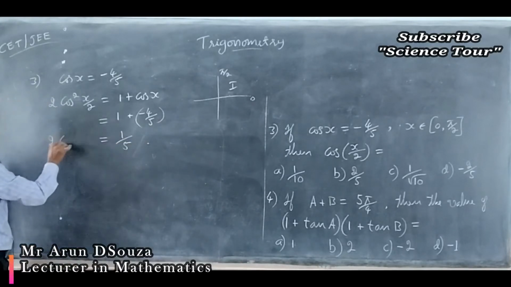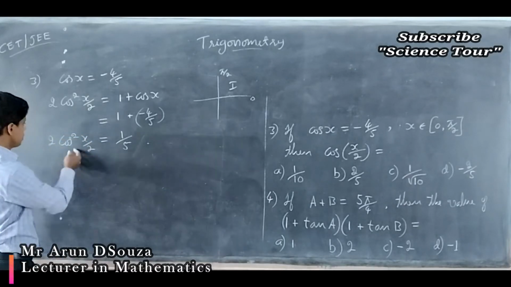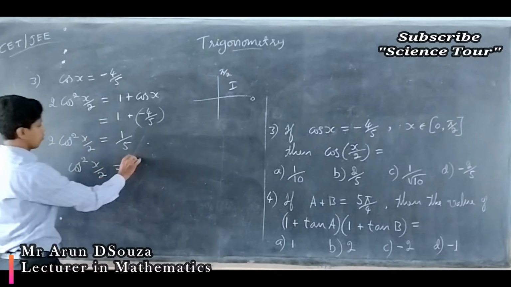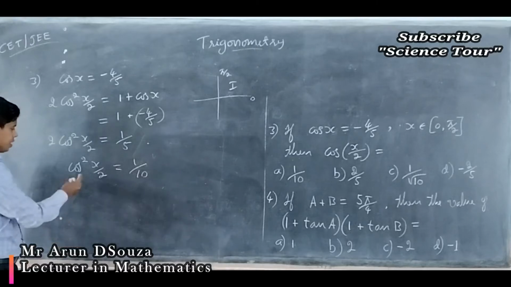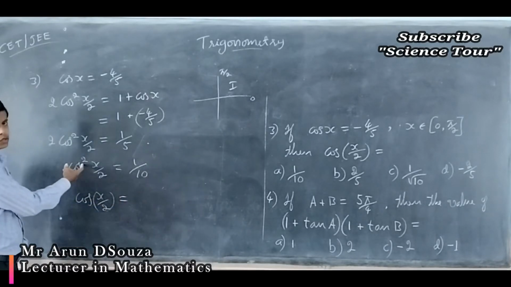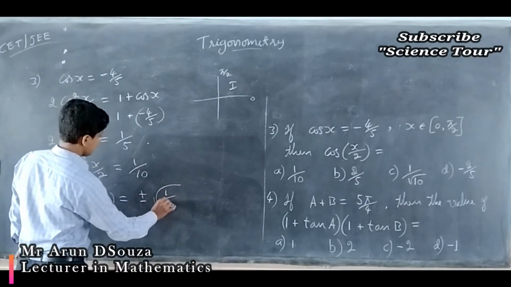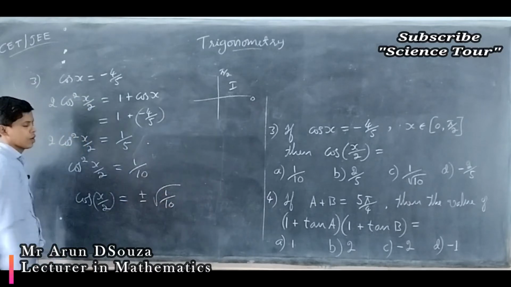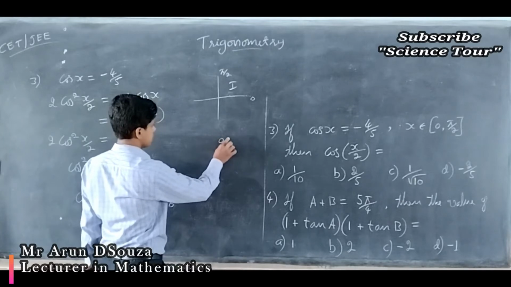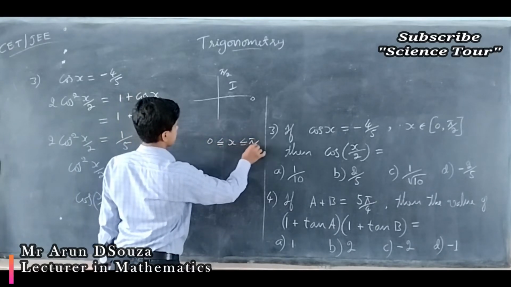So this is 2 cos square x by 2. Now what is cos square x by 2? Bring that 2 here, it will be 1 by 10. Then what is cos x by 2? You have square, so you have to take root, so plus or minus 1 by square root of 1 by 10. Now understand, you have got x in between 0 and 90.